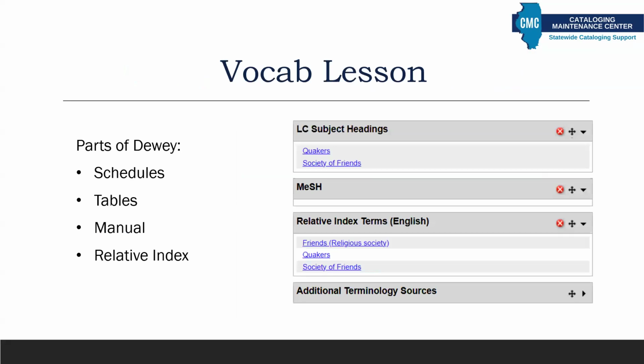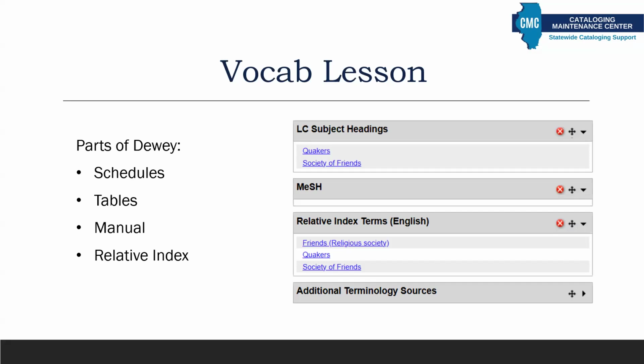So next, we're going to look at some basic vocabulary that applies to the DDC. First, we're going to look at the parts of Dewey. So we have schedules, which are listings of subjects and their subdivisions arranged in a systematic order with notation given for each subject and its subdivisions. The series of DDC numbers 000 to 999, their headings and notes.